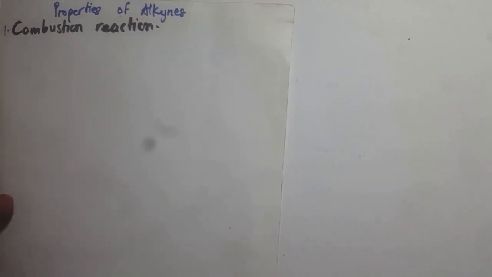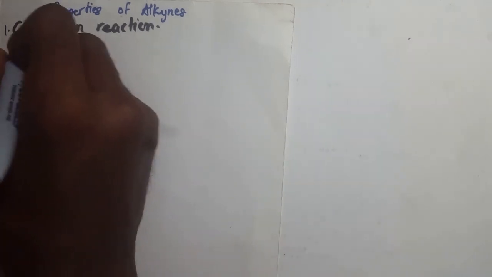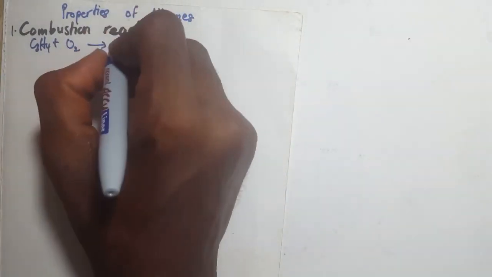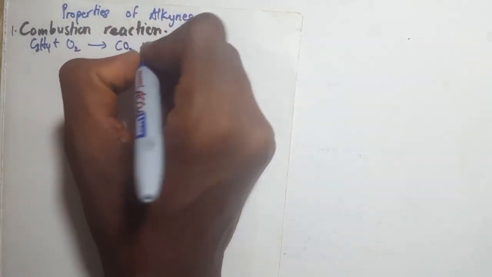So let's look at properties of alkynes. First, they undergo combustion reaction. What is combustion? Combustion means burning. Now, oxygen is needed in burning. For burning to take place, you need oxygen. So you have an alkyne, C3H4, plus oxygen, to get, after combustion, you always have carbon dioxide and water.